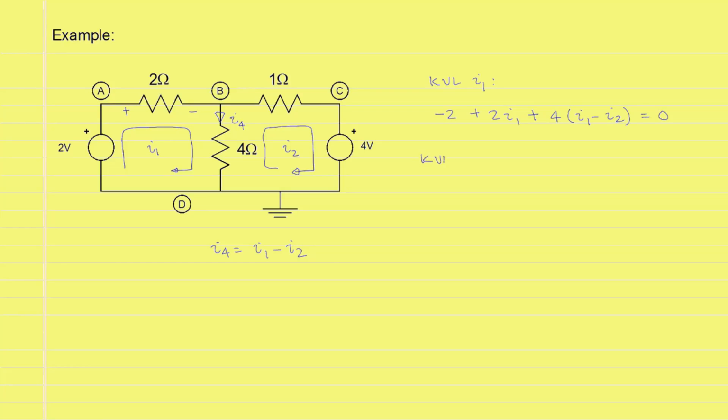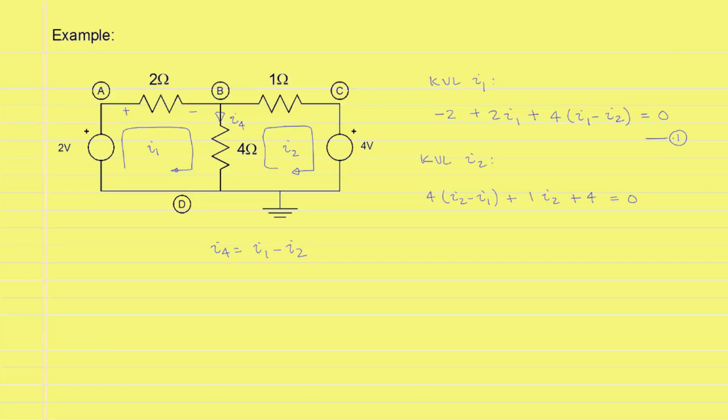Next, we will write KVL for the mesh current I2. The voltage drop across the 4 ohm resistor in the direction of the mesh current I2 will be 4 times I2 minus I1. The voltage drop across the 1 ohm resistor will be 1 times I2. And finally, we have another voltage drop of 4 volts, which will be written as plus 4, and this is equal to 0 to satisfy KVL.